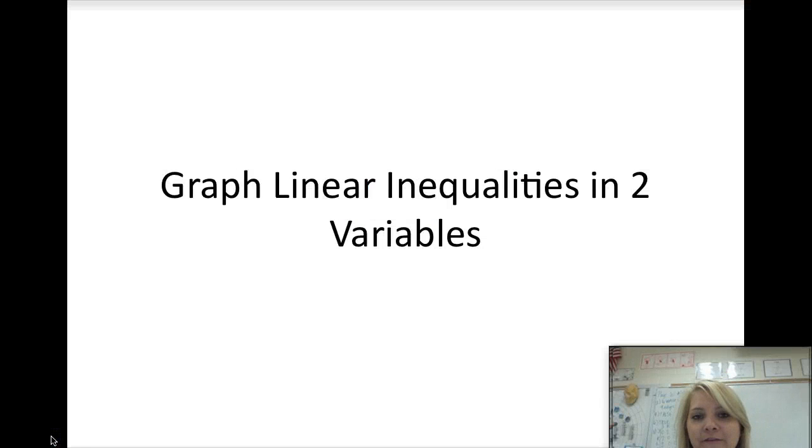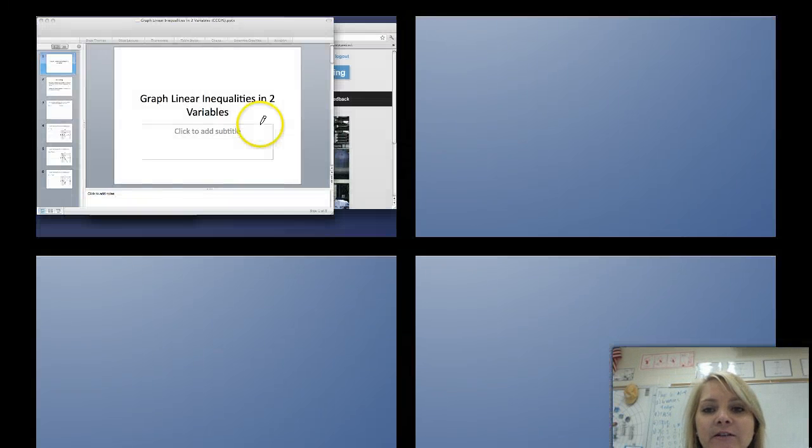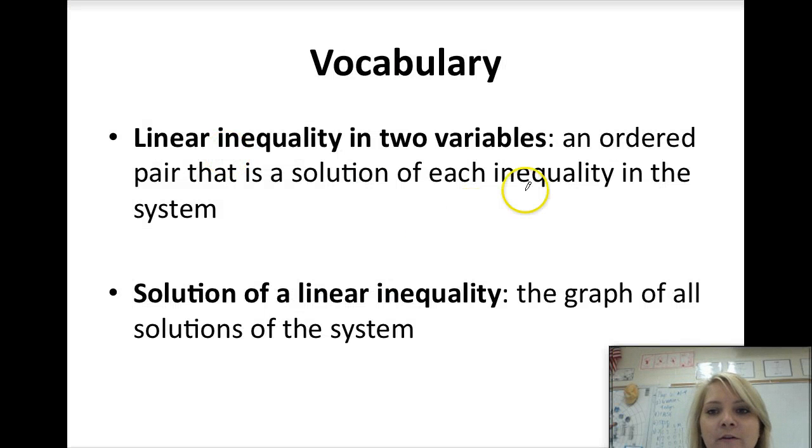We're going to take a look at graphing linear inequalities in two variables. Our vocabulary: linear inequality in two variables. We have an ordered pair that is a solution of each inequality in the system. So we're going to be looking at a linear inequality with the variables, in our case x and y, and we're going to be finding all the ordered pairs that are a solution to the inequality in the system.